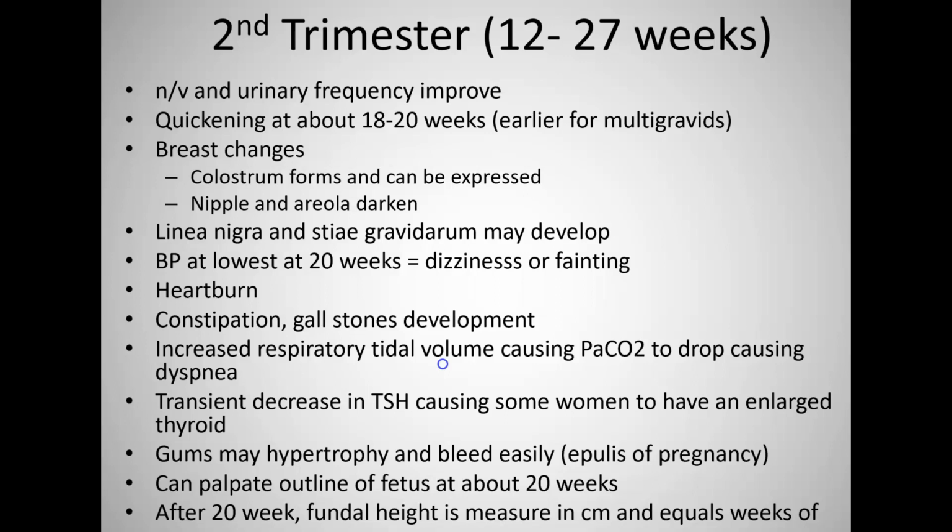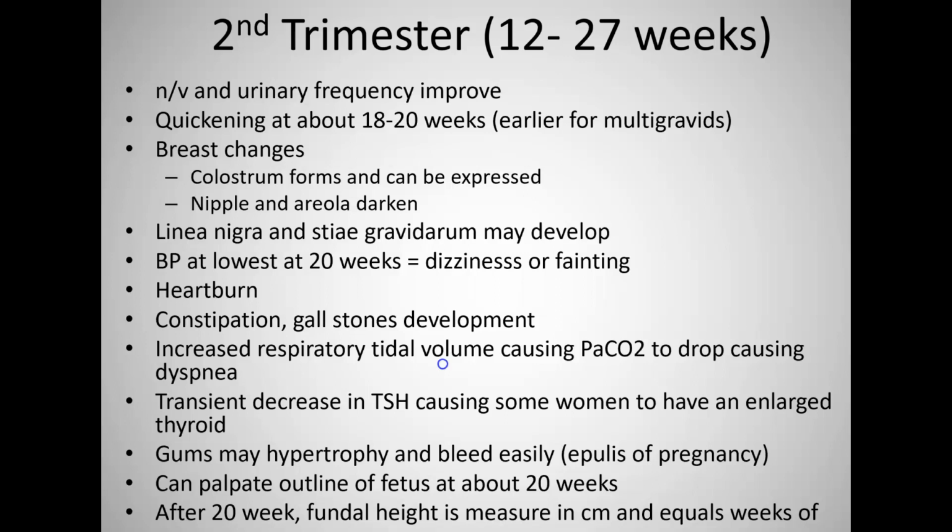You have the breast changes occur, which is the colostrum. Remember, I told you the colostrum, the yellow substance that has the antibodies and that stuff, can be expressed. The nipple and areola are darker. They have striae and they have linea nigra. Linea nigra is that dark line that goes down the center of the abdomen, and the striae gravidarum is what you more or less would call stretch marks.